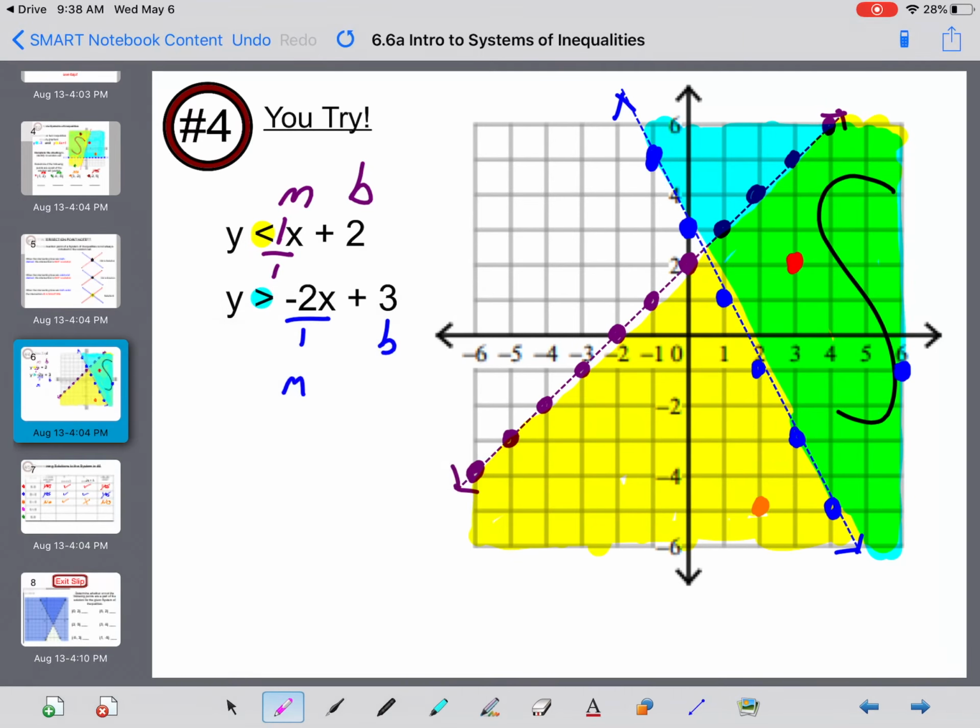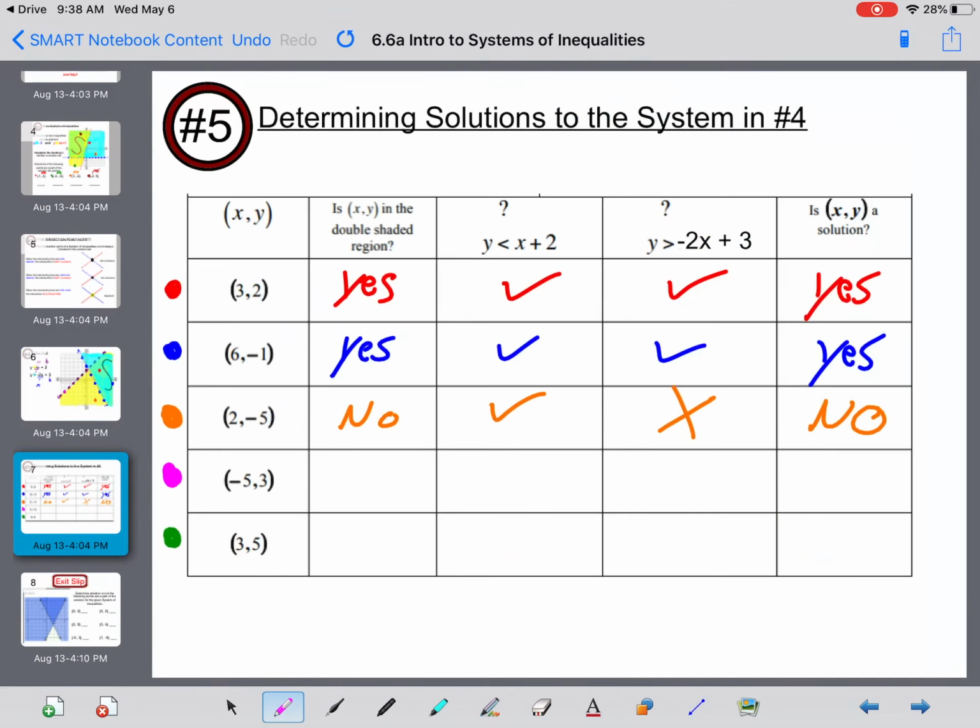(-5, 3). Left 5, down 3. And that falls on the dashed line. We just talked about on the last page that points on dashed lines are not included. So this is actually in none of the shaded regions. I'm going to put no, X, X, no.